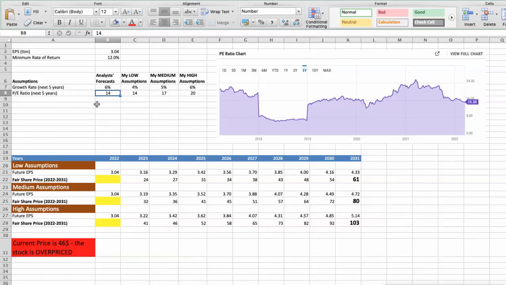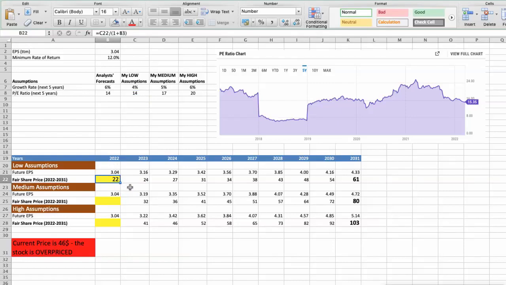First scenario. Comcast will have bad performance in the next 5 years, and we will use the following parameters in our calculation. Future growth rate would be low, 4%. Future P/E would be low, 14. In this case, the fair value of the stock today would be $22.